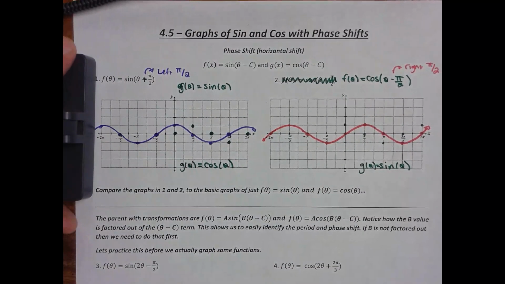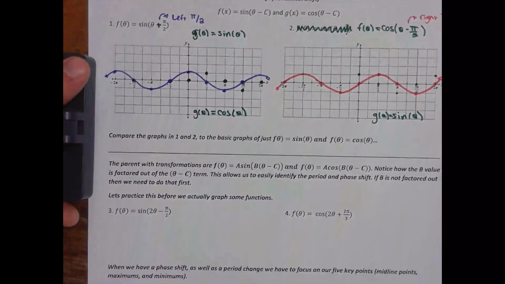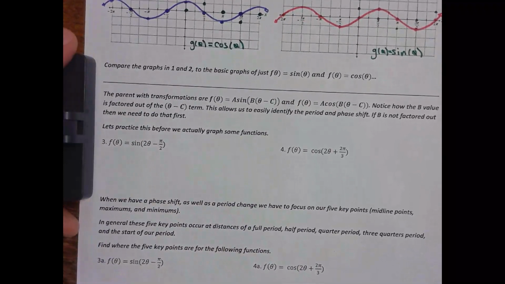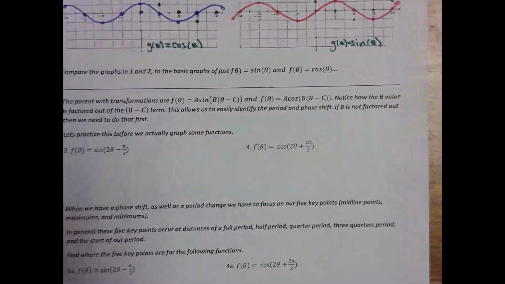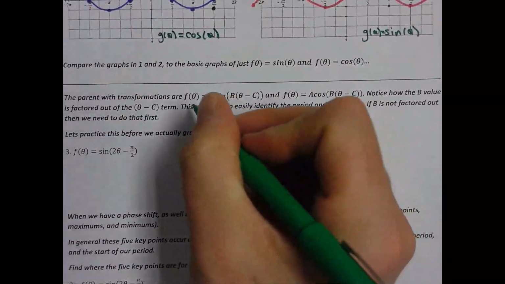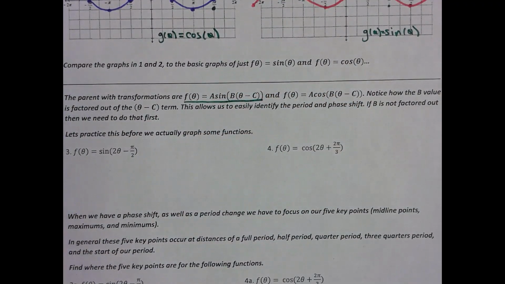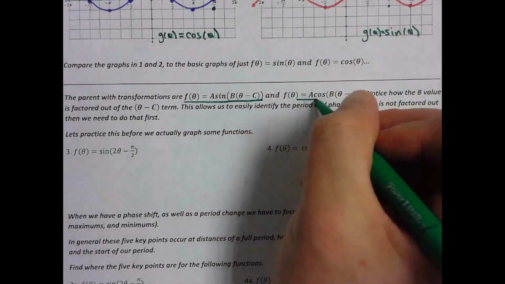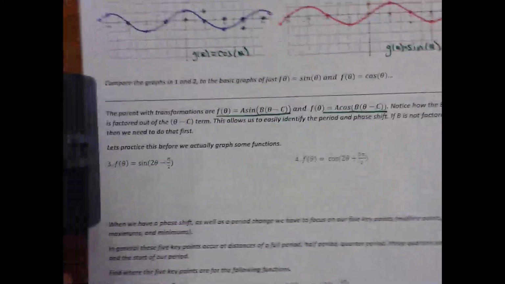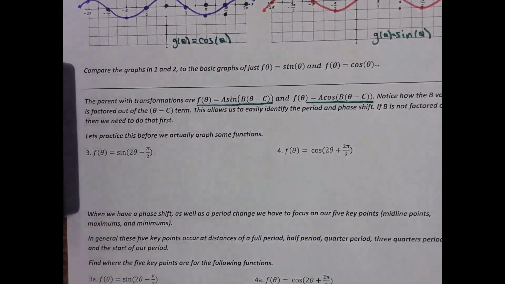Okay, so on to the next part, and this is really important for how we're going to deal with functions that have lots of transformations. So the parent function, or our equations with all the transformations, look like this: A sine of b theta minus c, or a cosine of b theta minus c. Notice how the b value is factored out of the theta minus c term.